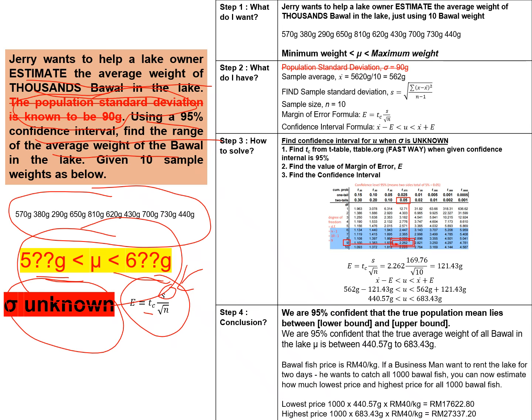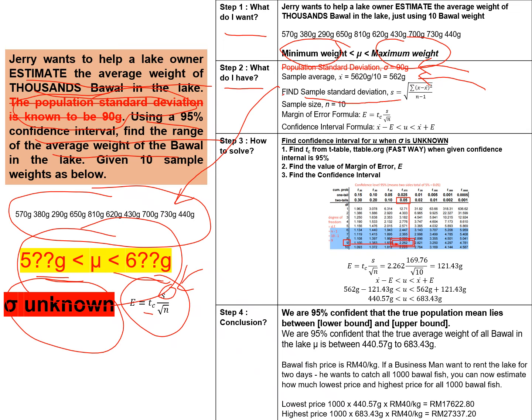Following the 4 big steps here, what do I want? The first one: I want to find the minimum average weight and the maximum average weight. Step number 2, what do I have? The red color means that we don't have the population standard deviation. However, we need to find our sample average based on the 10 fish data here. The third one, we want to find our sample standard deviation.